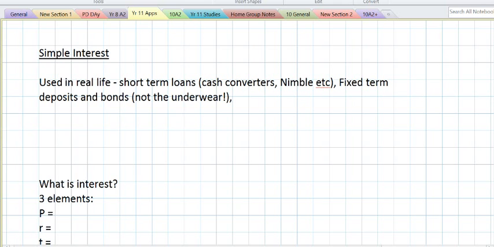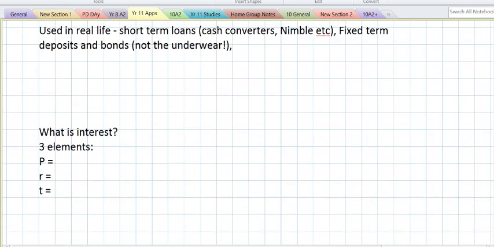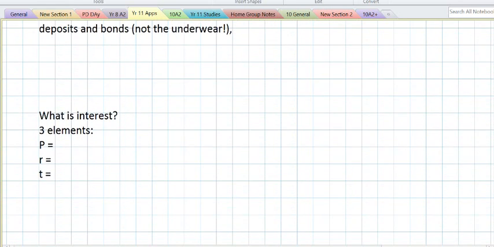Alright, so what affects interest? Principal, rate, and time.